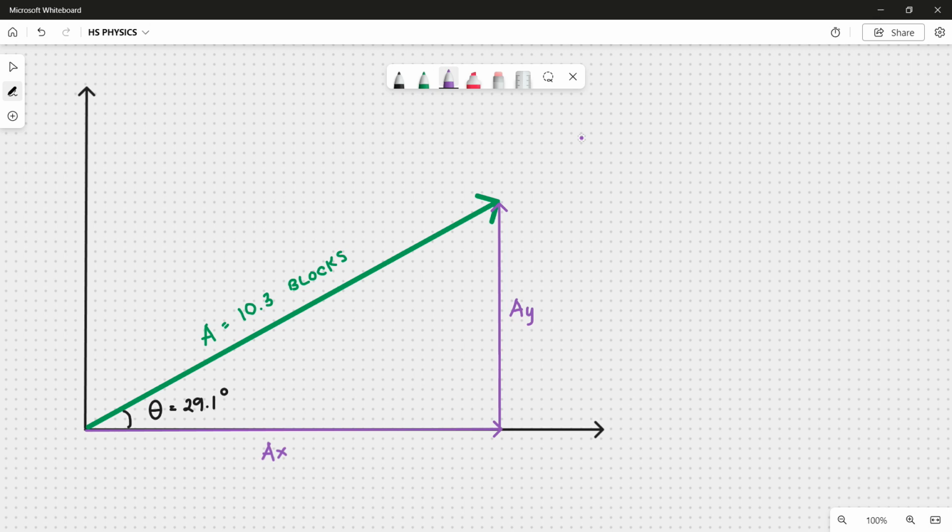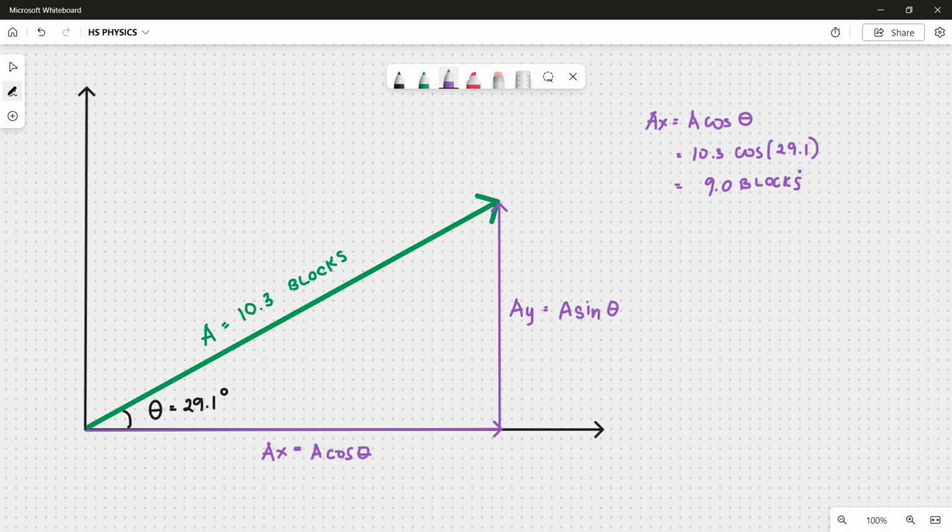Suppose, for example, that A is the vector representing the total displacement of the person walking in a city. We can use the relationships Ax is equal to A cosine theta and Ay is equal to A sine theta to determine the magnitude of the horizontal and vertical component vectors in this example. Then A is equal to 10.3 blocks and theta is equal to 29.1 degrees, so that Ax is equal to A cosine theta, which is equal to 10.3 blocks multiplied by cosine 29.1, which is equal to 9.0 blocks.